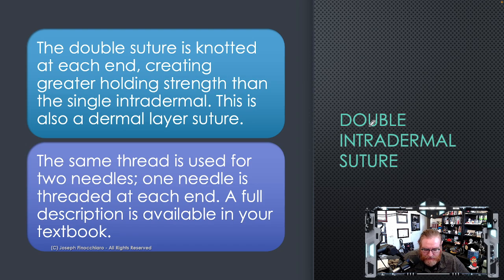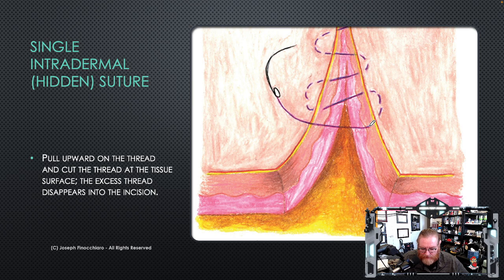A double intradermal suture simply means you're using two needles. The double suture is knotted at each end, creating greater holding strength than the single intradermal suture. This is also a dermal layer suture. The same thread is used for the two needles. One needle is threaded at each end. A full description is available in your textbook. It's, again, this, except with two needles, using both ends of the thread.